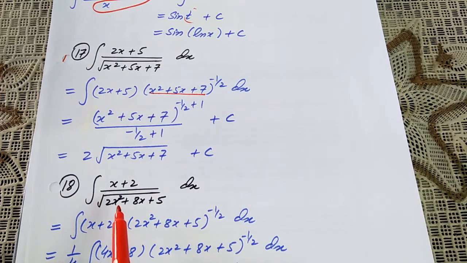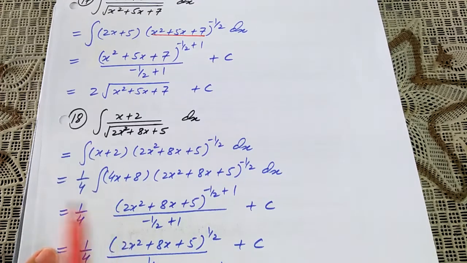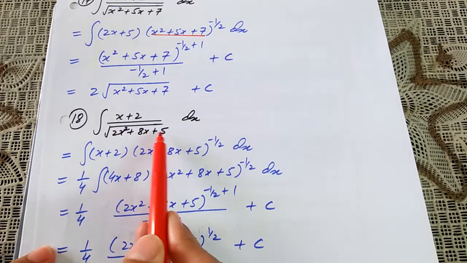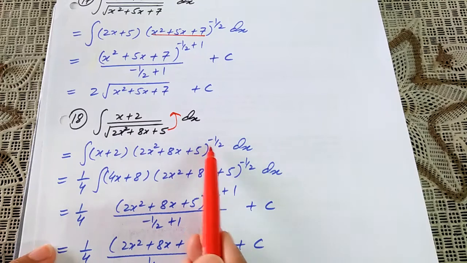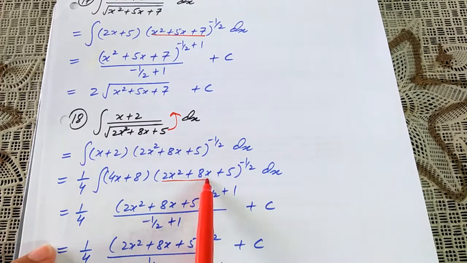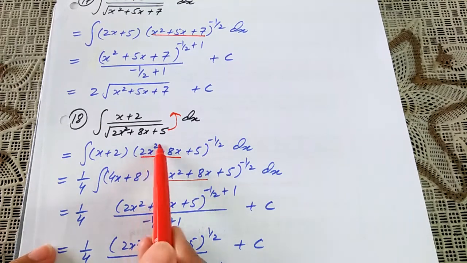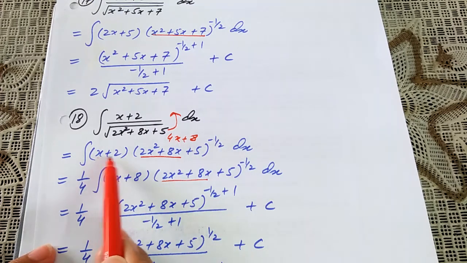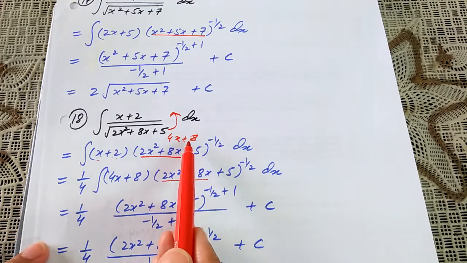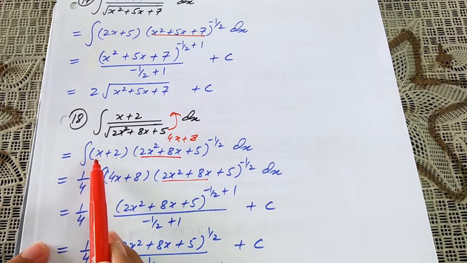Question number 18. In question number 18, we have integration of x plus 2 divided by under root 2x square plus 8x plus 5. Again, move this function up and make the power negative. Now take the derivative of this function. We will see that we need 4x plus 8. But this is x plus 2. We can search a number. If we multiply it with that number, we can get 4x plus 8. We will multiply it with 4.